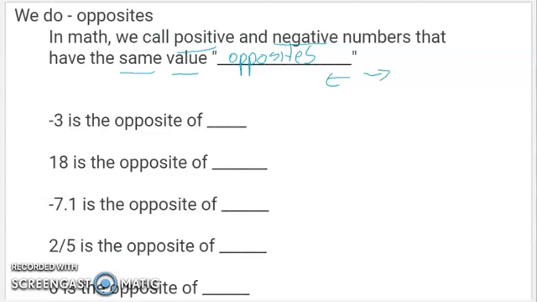So -3 is the opposite of 3. 18 is the opposite of -18. -7 and 1/10 is the opposite of +7 and 1/10. And 2/5 is the opposite of -2/5. 0, slightly tricky one. 0 is the opposite of itself. So still 0. If you would, pause the video here. Your notes sheet has these blanks to fill in. Go ahead and pause now, do that, and unpause when you're ready to continue.